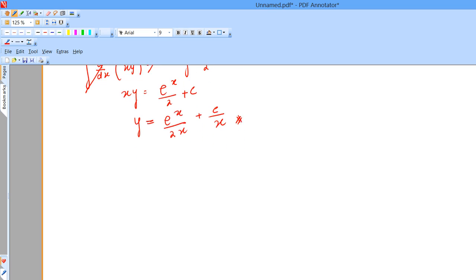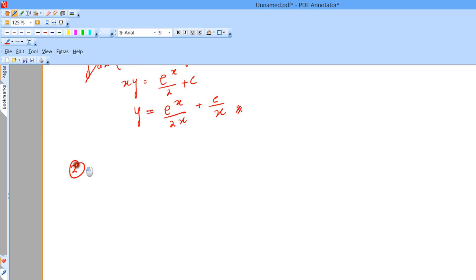Next we move to second example. We have dy over dx minus y over x equal to x squared times e power of 2x. So from here, we already rewrite the function in standard form. So p(x) equal to -1 over x and q(x) equal to x squared times e power of 2x.